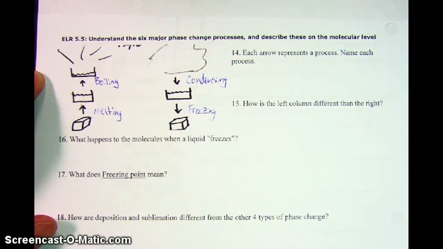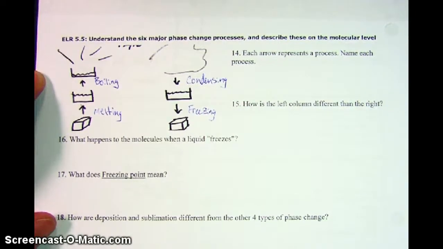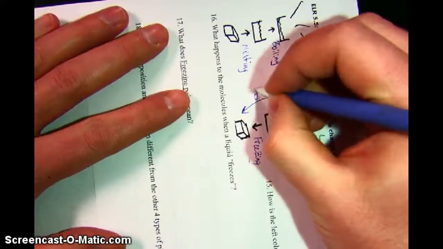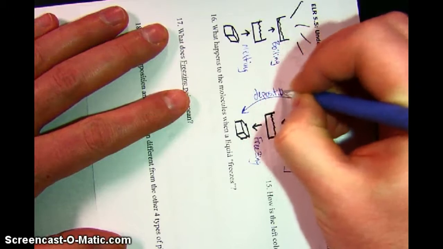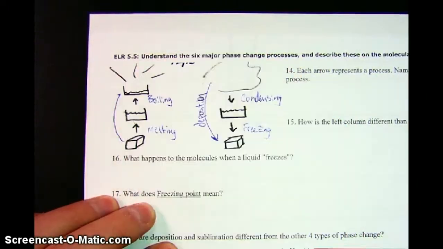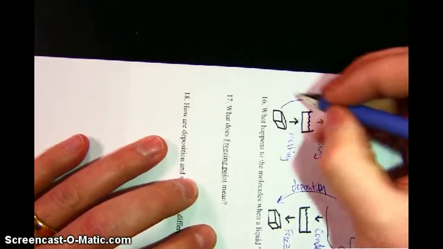There are two on here that aren't labeled, and so I want to add those in, and I'd like you to do the same also. When a gas goes down to a solid, this is called, I'm going to turn it sideways, deposition. And when a solid turns into a gas, skipping over the liquid phase, this is called sublimation.